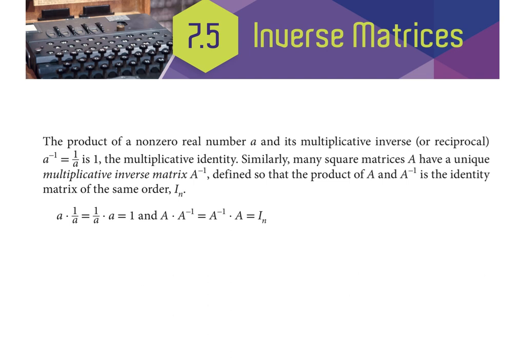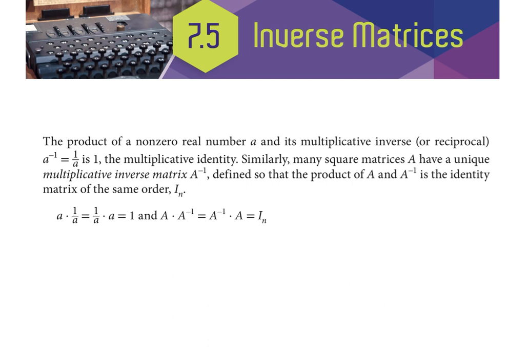Similarly, many square matrices, A, have a unique multiplicative inverse matrix, and you see it is denoted just like the integer was denoted, A to the negative 1. It is defined so that the product of A and its inverse is the identity matrix. Remember, for us, in the identity matrix the diagonal is all 1s and everything else is zeros. So just like with integers, if you multiply a number and its inverse, you get the identity, which is 1. If you multiply a matrix and its inverse, you get the identity matrix, which is the one diagonal.